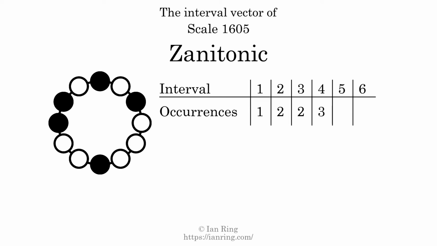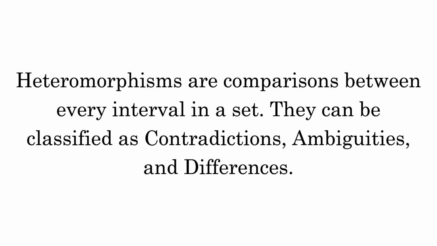There are 3 intervals with a size of 4 semitones. They are here, here, and here. There is one interval with a size of 5 semitones. It is here. There is one interval with a size of 6 semitones. It is here. Each interval does not appear in this scale a unique number of times, so this is not a deep scale. Heteromorphisms are comparisons between every interval in a set.